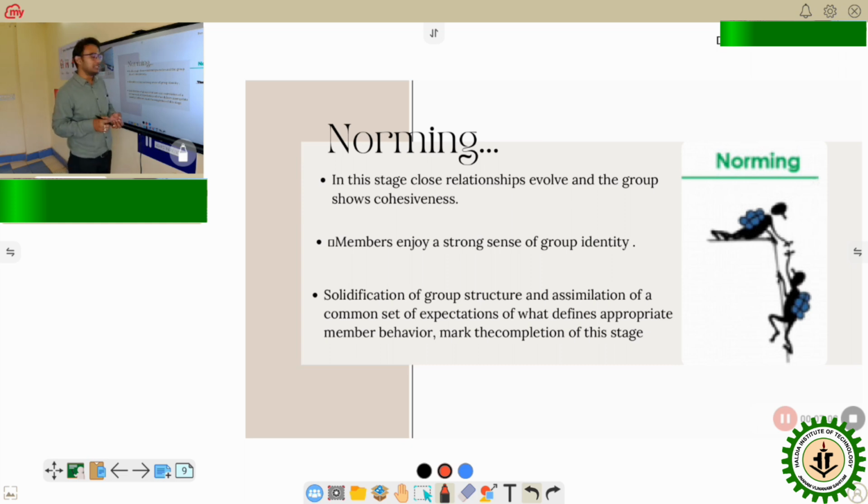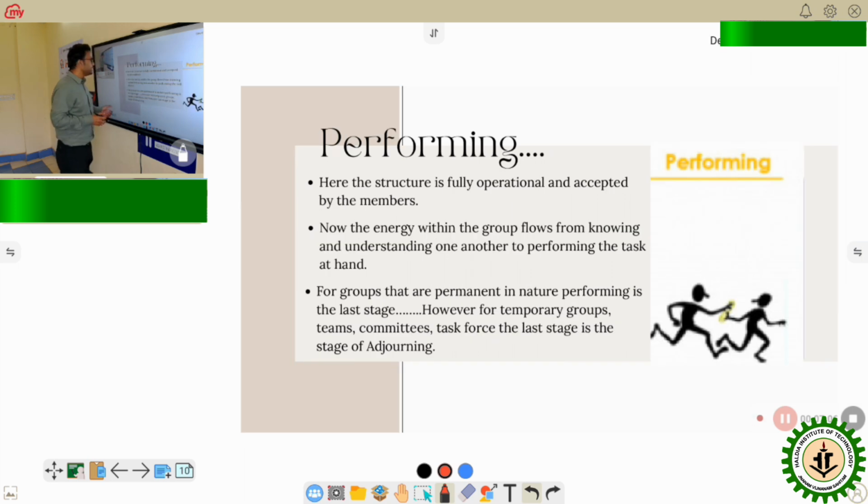In the next stage, that is the performing stage, the name itself suggests that they have to perform the task. For whatever reason they are gathered in this group, they have to do it. Here the structure is fully operational and accepted by the members. That means they have to finish the work. For a permanent group, it is the last stage. That means there is no fifth stage.